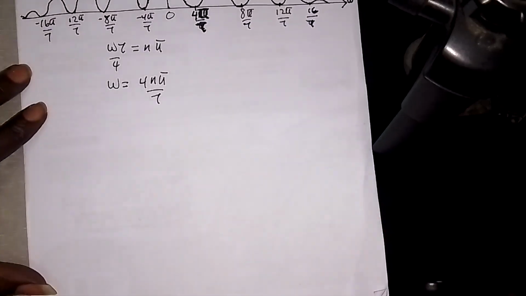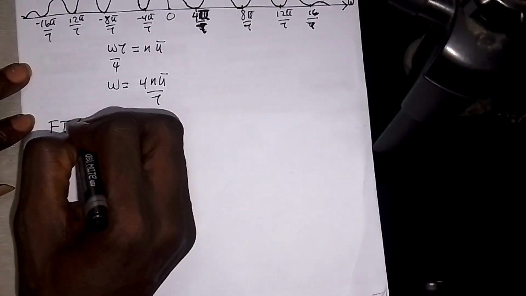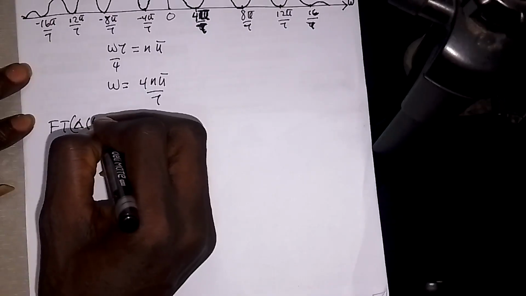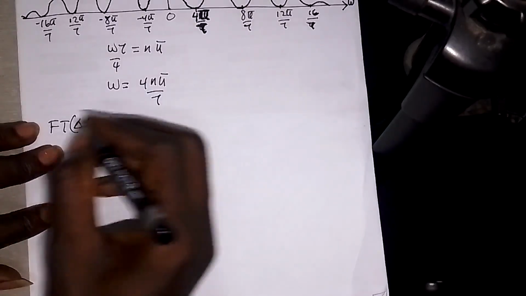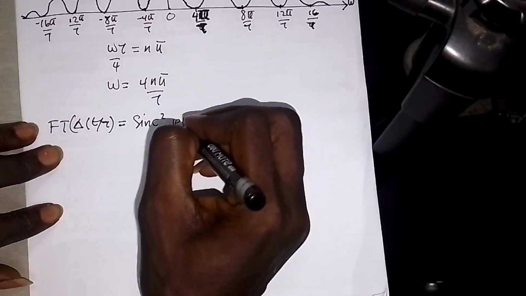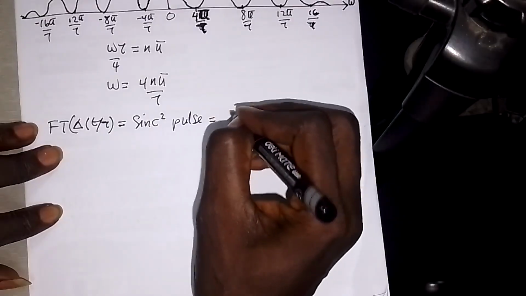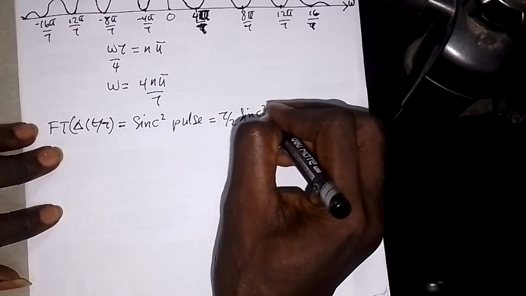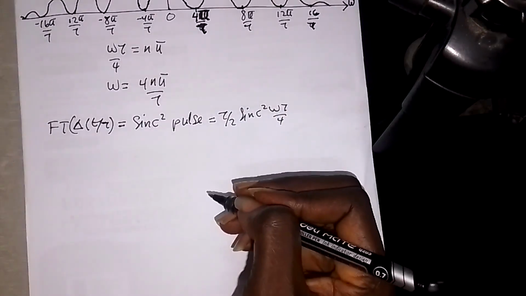So now what we can say is that the Fourier transform for the triangular pulse of width tau is going to be equal to sinc what? Sinc square pulse. And what is that sinc square pulse? That sinc square pulse is tau on 2 sinc squared of omega tau on 4.